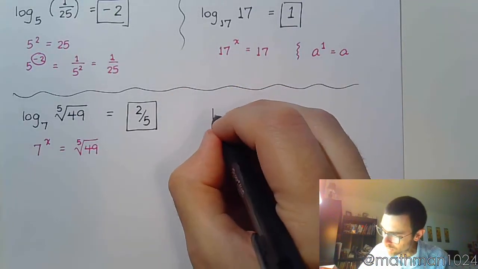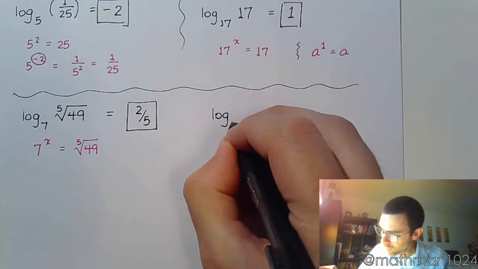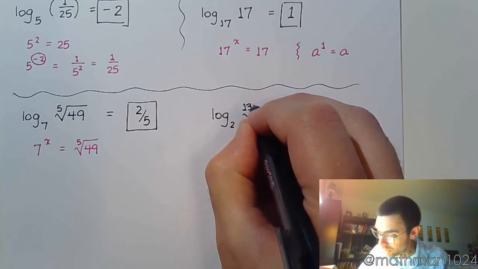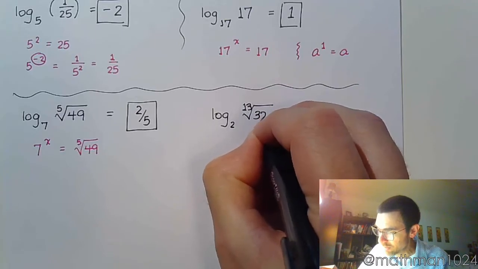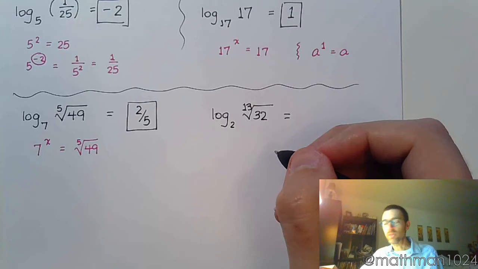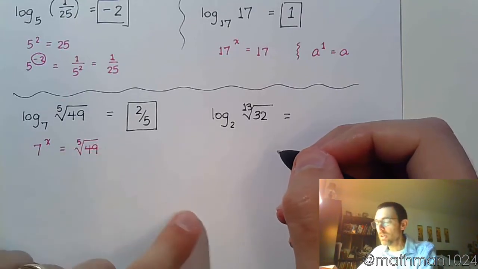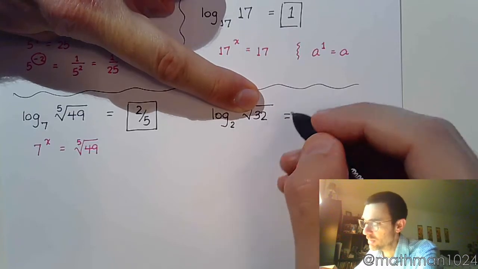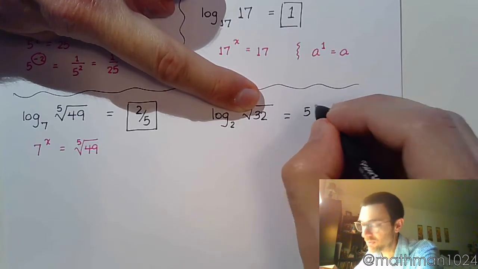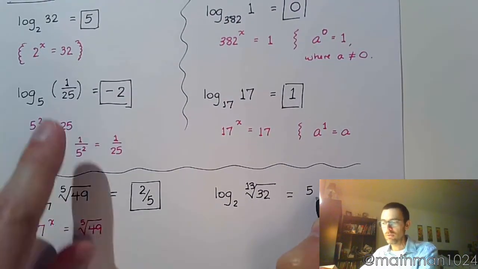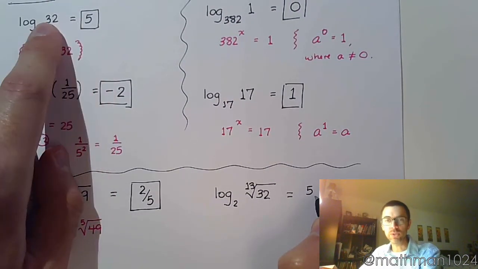If I do log base 2 of the 13th root of 32, we could cry about this, or we could just pause and think about what just happened here. First of all, what's the power of 2 that gives you 32? Well, we know that's 5. We saw that up above, right here. We know that 2 to the 5th power is 32.